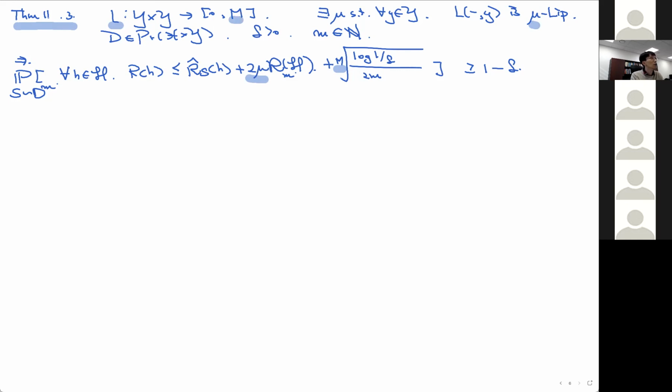There are other versions which, instead of using the Rademacher complexity, use the empirical Rademacher complexity. That version says that instead of 2 mu R_M of H, we use the empirical Rademacher complexity of H with respect to X. And this part also changes as usual, so we have 3M times the square root of log 2 over delta over 2M. These changes are essentially the same changes that we got when we studied this bound in the context of classification. So now the question is how we can prove this.